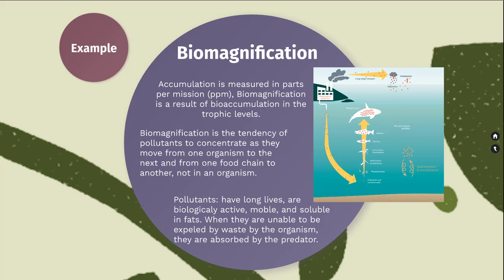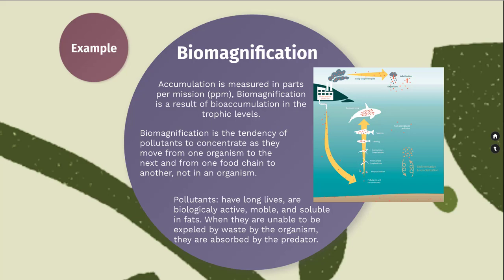So say we're talking about fish living in one polluted river. That's not necessarily biomagnification. Biomagnification is talking about how at the very top of that food chain, they're receiving these toxins and this accumulation of toxins from the different trophic levels. So pollutants have long lives, and this is what we kind of define pollutants as. They're biologically active, they're mobile and soluble in fats.